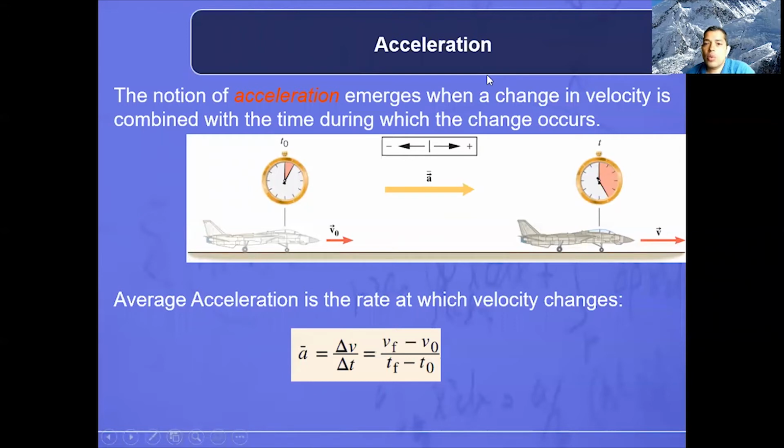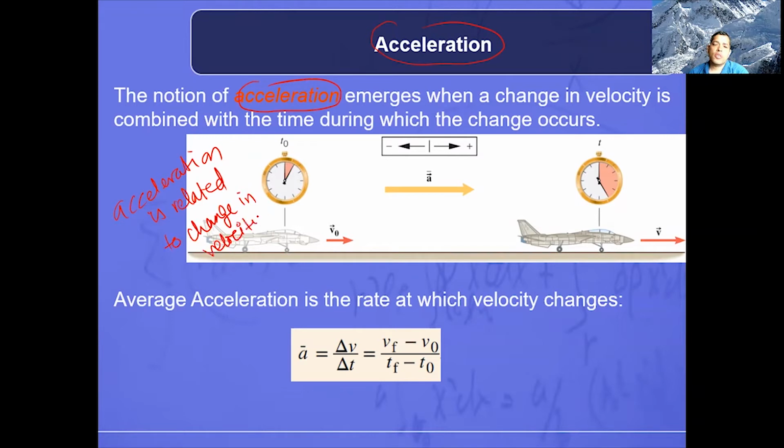Now we'll talk about acceleration here. When there is a change in velocity, we need to define another quantity called acceleration. Meaning acceleration is related to change in velocity. Change in velocity. All right, so here you can see the example.